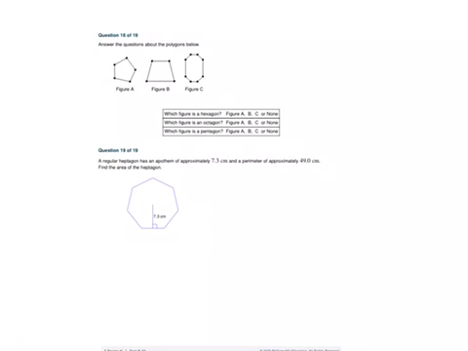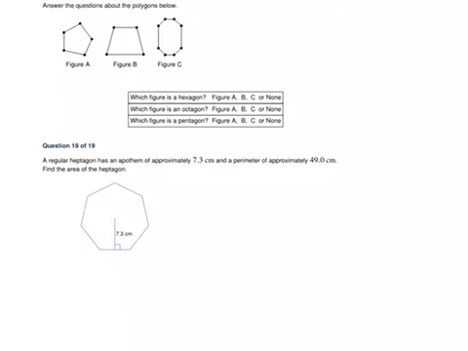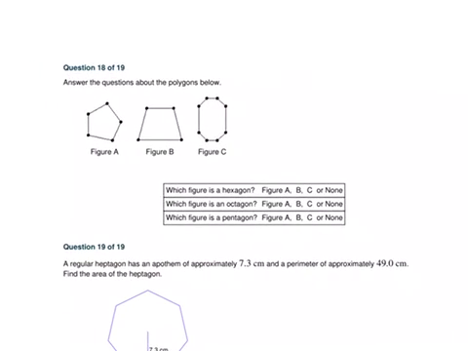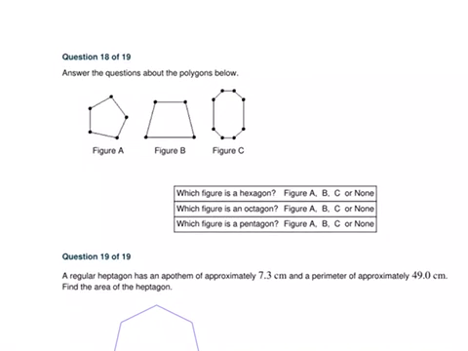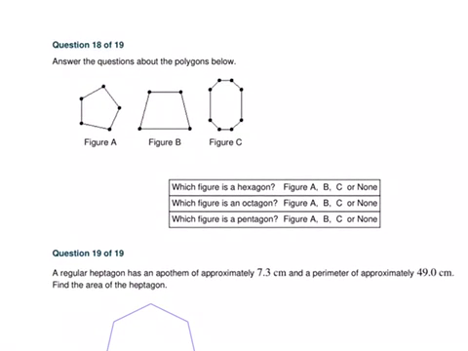In the next question, question number 18, the second to last question on the test, it just asks you to identify the polygons. So remember, all polygons are identified based on the number of sides that they have. So the first one says, which of the figures is a hexagon? A hexagon has 6 sides, and if you look closely, none of those has 6 sides. Next one says, which one is an octagon? Octagon has 8 sides, and if you count the number of sides in part C, that should have 8.